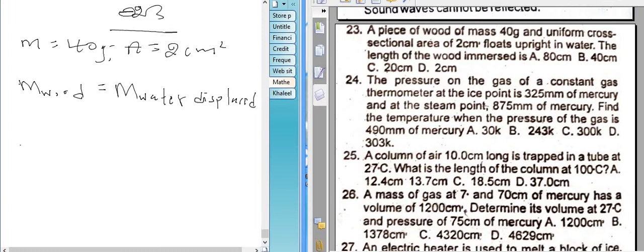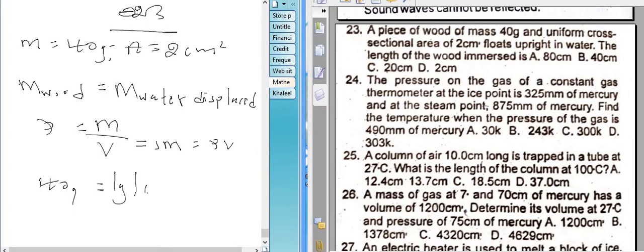So now, density is mass over volume. So we can now say that the mass is equal to the density times the volume. So this means that the mass is given as 40. This is in gram, so we use the density in gram per centimeter cube. The density of water is 1 gram per centimeter cube. If it is in kilogram per meter cube, it is 1000. Here it is 1, since it is gram per centimeter cube. Then times the volume, which is what we are looking for.